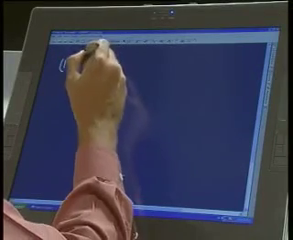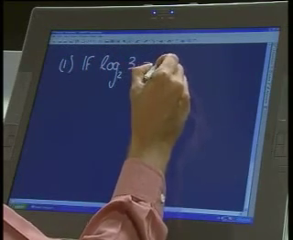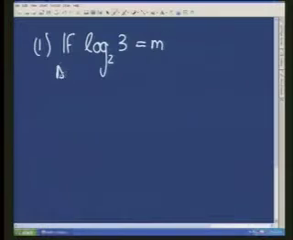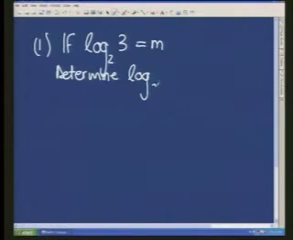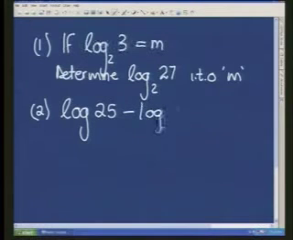Msobisi's question says, if the log base 2 of 3 is equal to M, they want us to determine the log base 2 of 27 in terms of M. And Msobisi, there's a second part to your question, and that's a log equation, which says the log of 25 minus the log of x minus 1 equals 1. And we need to obviously solve for x. Msobisi, can you see that on your screen at home? Yes, sir. Those are the questions I gave you.